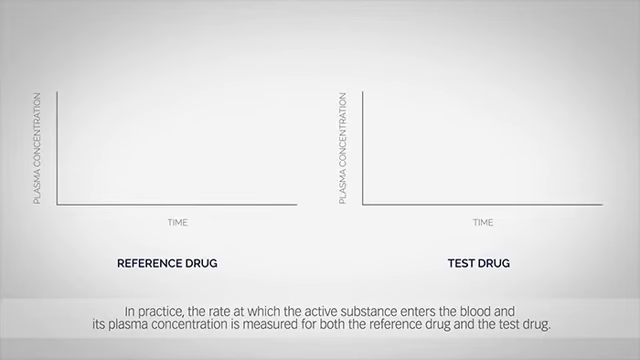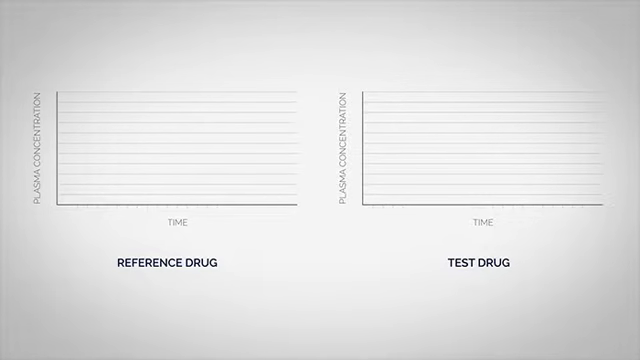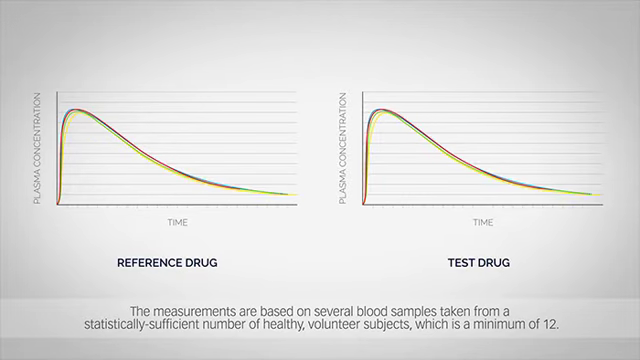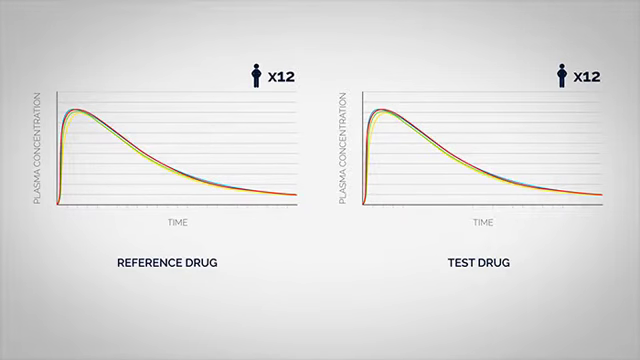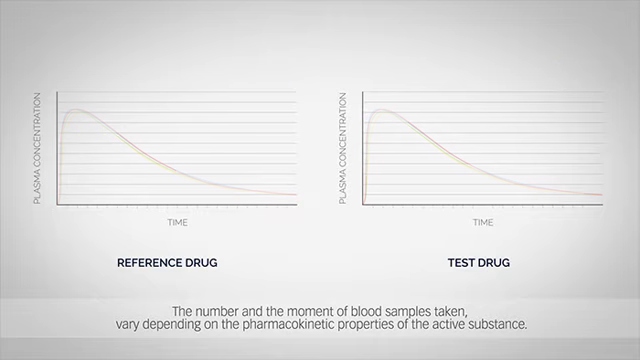In practice, the rate at which the active substance enters the blood and its plasma concentration is measured for both the reference drug and the test drug. The measurements are based on several blood samples taken from a statistically sufficient number of healthy volunteer subjects, which is a minimum of 12. The number and the moment of blood samples taken vary depending on the pharmacokinetic properties of the active substance.